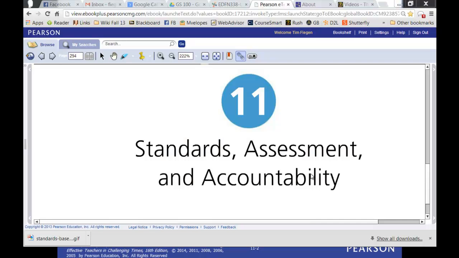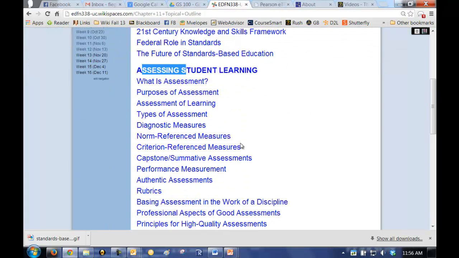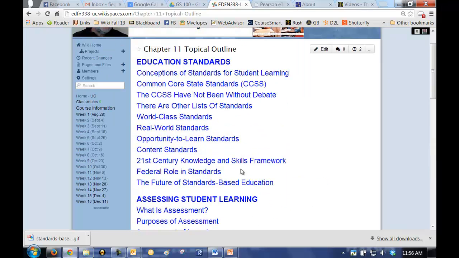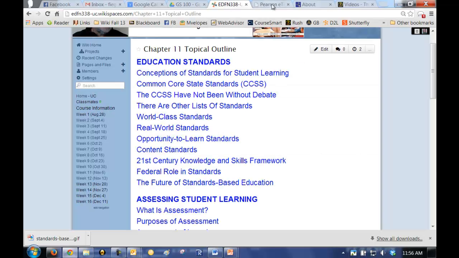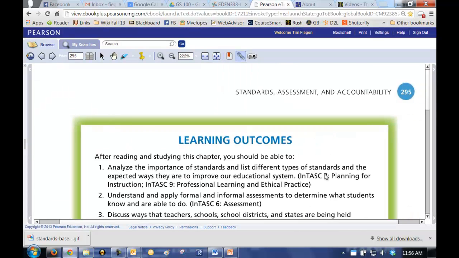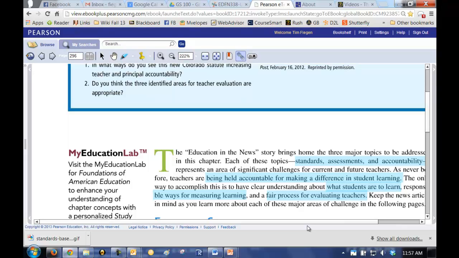Chapter 11, Standards, Assessments, and Accountability. You'll see the textbook laid out exactly that way: Standards, Assessment, and Accountability. These are the three things that create more angst for teachers than anything in the recent past, and teachers are still not quite sure where to go. It's a big change. We'll talk about this a number of times, but let's get right to it.